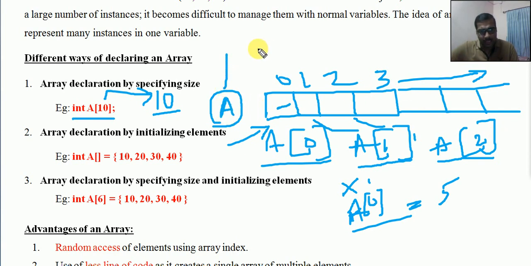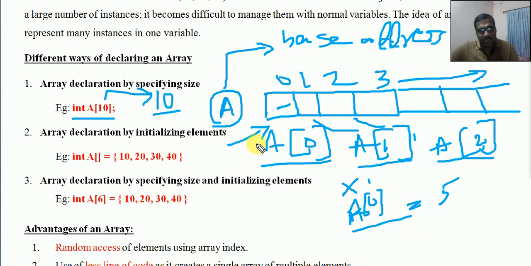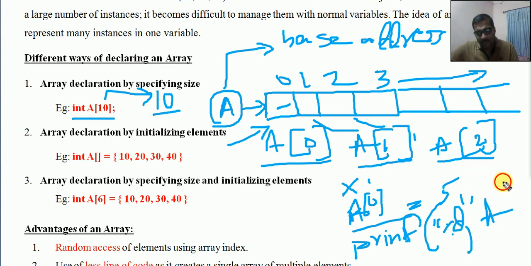Now the importance of the name a. In any array, the array name actually holds the base address of the array. That is very, very important. What is this base address? Base address means the address of the first location. Now if I try to print a with %d, what will happen? It will print an address. If the address is 2000, that value will be printed.